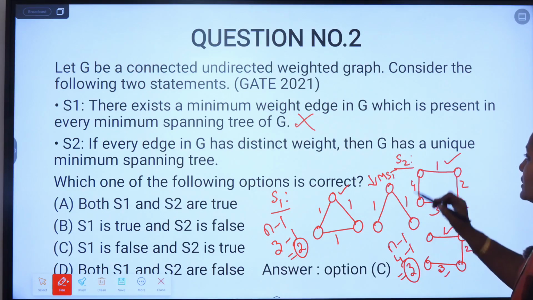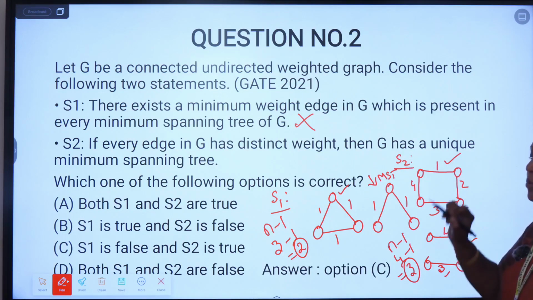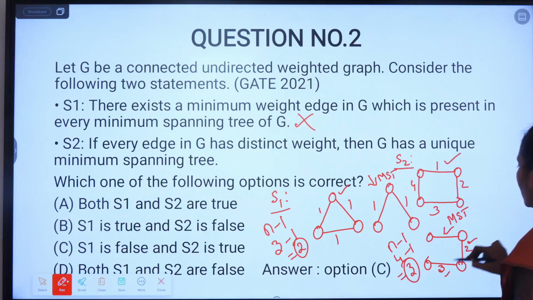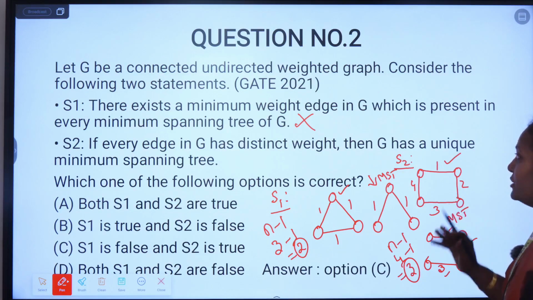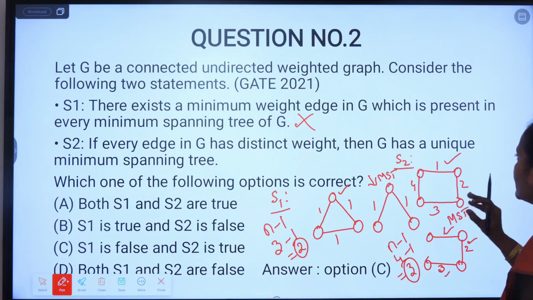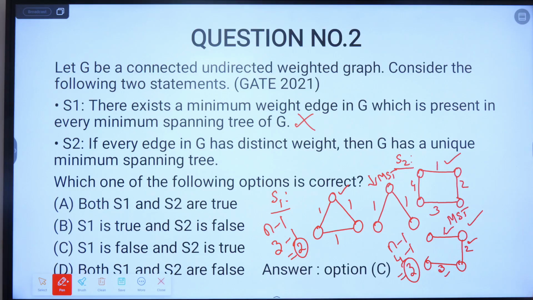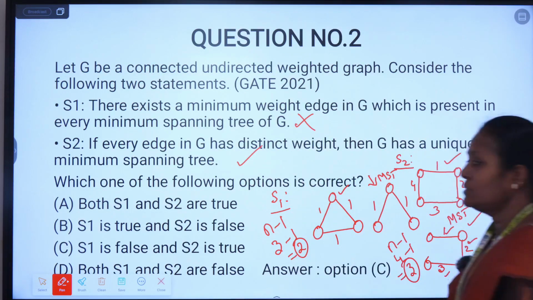What is statement number 2? If every edge in G has a distinct weight, distinct means different weights, then G has a unique minimum spanning tree. This is a unique minimum spanning tree. So statement number 2 is correct.